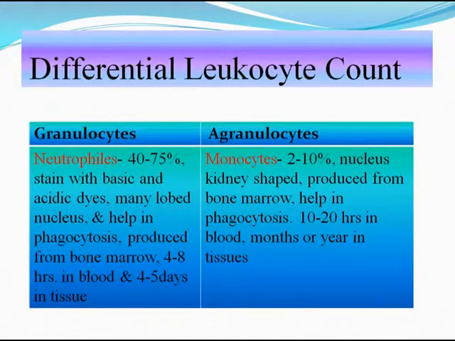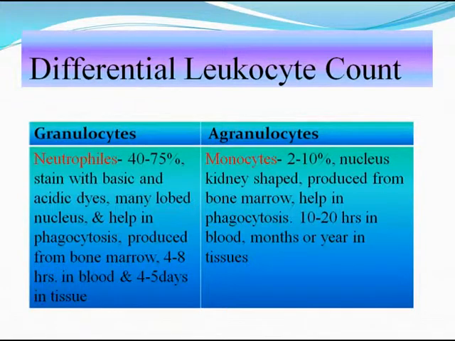Neutrophils are maximum in number. They stain equally with both basic and acidic dyes and have a many-lobed nucleus. Neutrophils help in phagocytosis. Their origin is from bone marrow. They reside 4 to 8 hours in blood and 4 to 5 days in tissue.